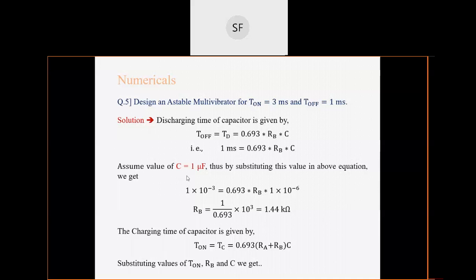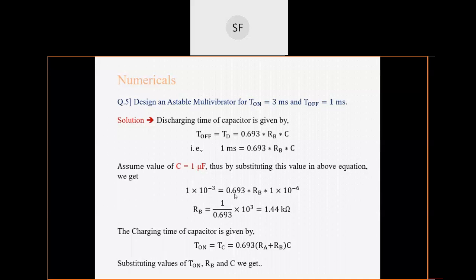So I have assumed the capacitor value as 1 microfarad here, and by putting in this expression I have found out the value for RB. You can observe here 1 millisecond can be written as 1 into 10 to the power minus 3, and 1 microfarad is nothing but 1 into 10 to the power minus 6. So when you solve this, RB will be equal to 1 divided by 0.693, right?